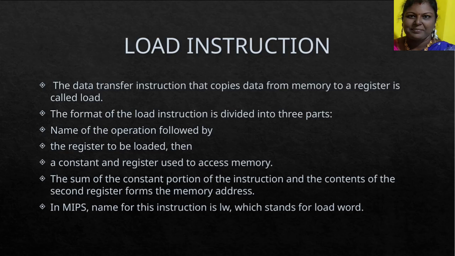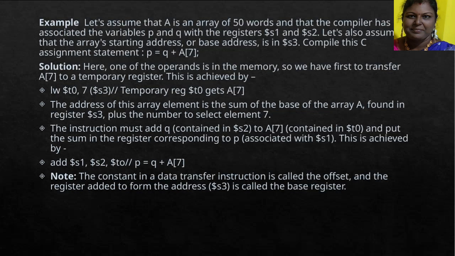It's a fundamental step in moving data around. Let's walk through an example to see how this works in practice. Imagine we have an array, A, with 50 words and 2 variables, P and Q, tied to registers S1 and S2. The array's starting address sits in S3. Our goal is to compile the statement P equals Q plus A of 7.